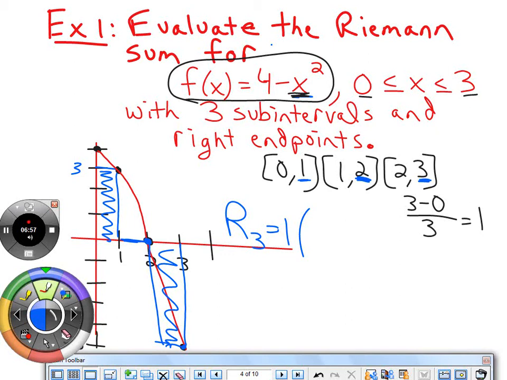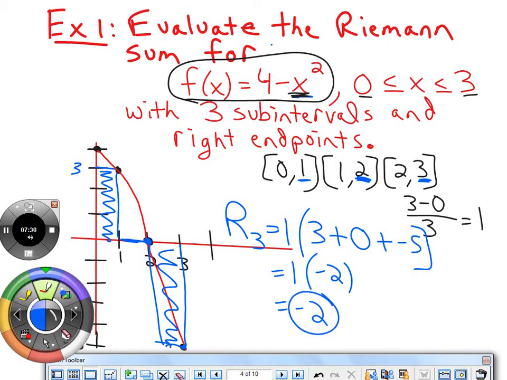Those, so that one would be 3, it's above, and then this one right here at 2, that's a y value of 0, and then that last one actually has a y value of negative 5, so I'd be multiplying by a negative 5 there, and then I would go ahead and simplify this. So this would be 1, and then this would be negative 2.